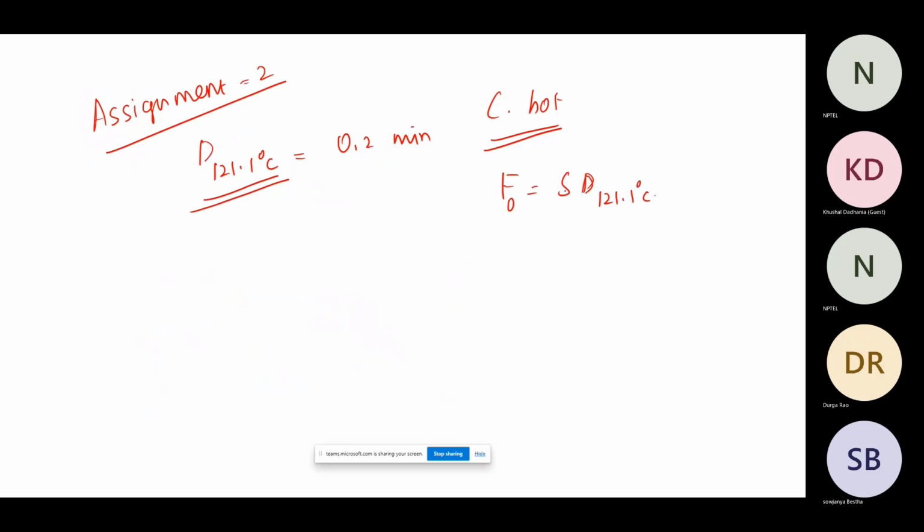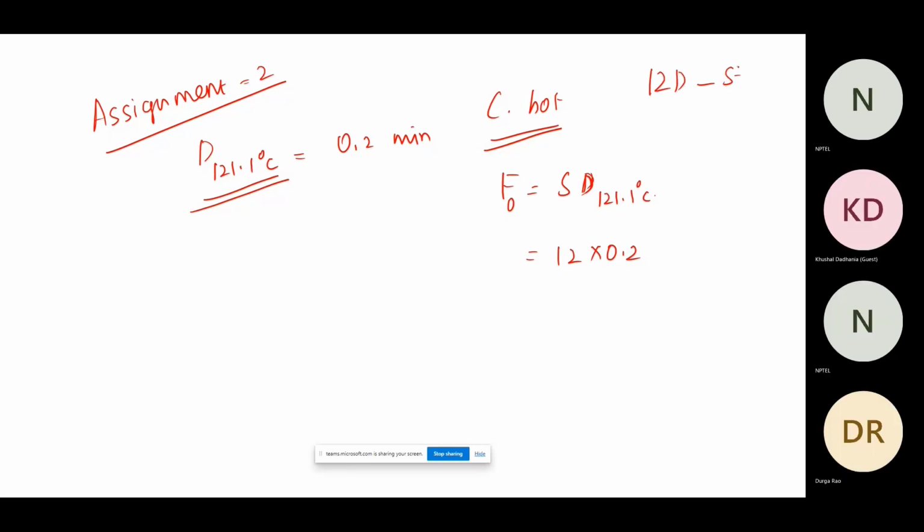So just now we have seen F0 is nothing but S times D0, or D at 121 degree. S is nothing but for sterilization. We learned that it is a 12D process. So 12 into 0.2. For sterilization, it is 12D. For pasteurization, it is 5D. So 12D process, 12 into 0.2, comes around 2.4. So we rounded it off, and the given value is 3.